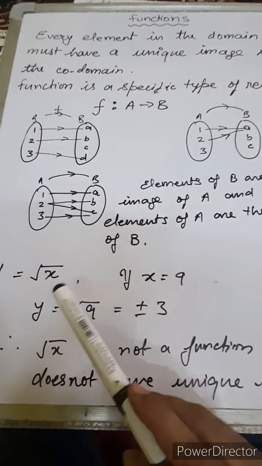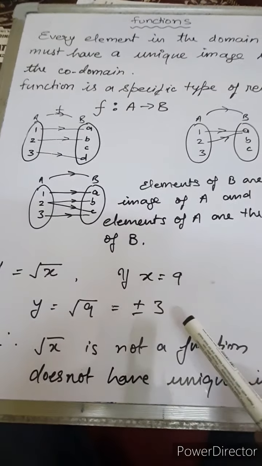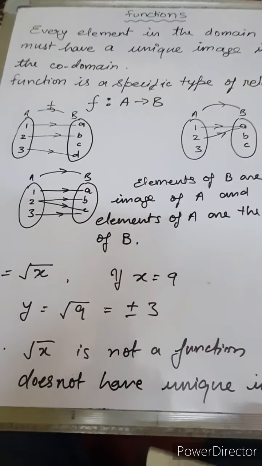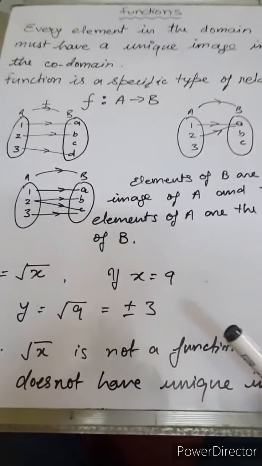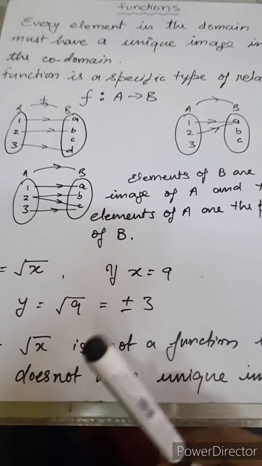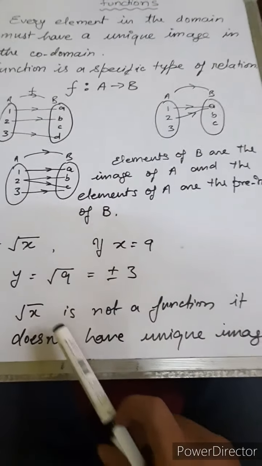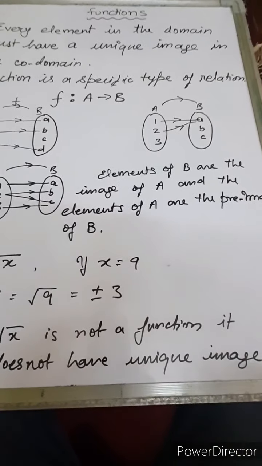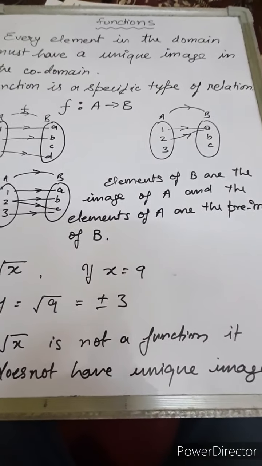So when you put 9, we get two images, plus 3 and minus 3. That means the image is not unique. When the image is not unique, then this relation will not be a function. So root x is not a function. It does not have a unique image. Right children? Note down.